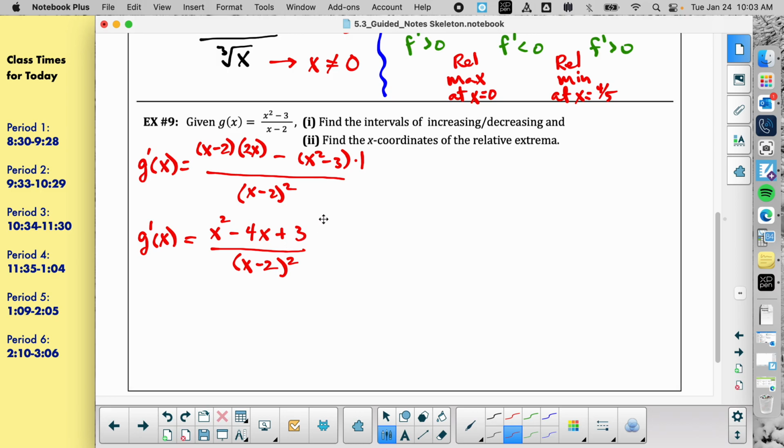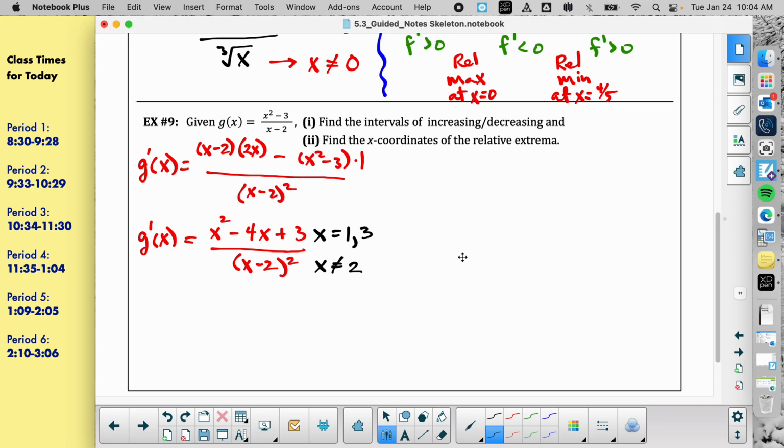So our zeros come from the top, undefineds from the bottom. So x cannot be 2. The top factors into (x minus 3)(x minus 1), so that would give me 1 and 3. I have no idea what this graph looks like. So our derivative gives us 3 critical numbers. Something happens at 3 different places.